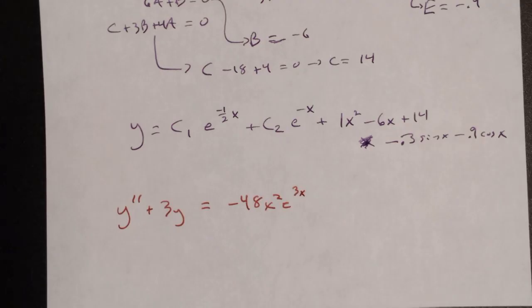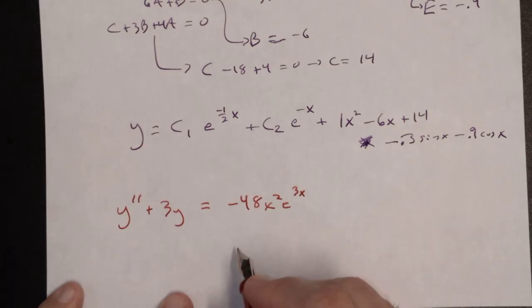Cody, here's where the superposition principle starts to suck big. I'm not adding. I'm multiplying. My g of x is x squared times e to the 3x, which means, what's my guess for yp?